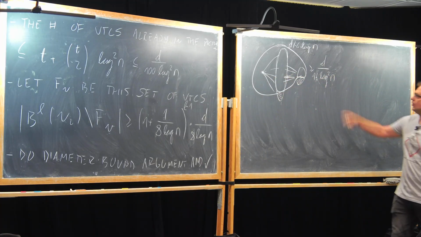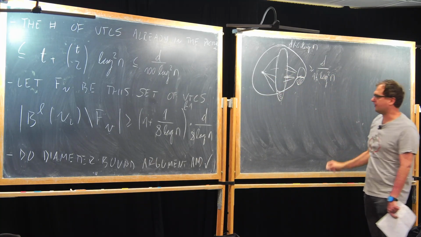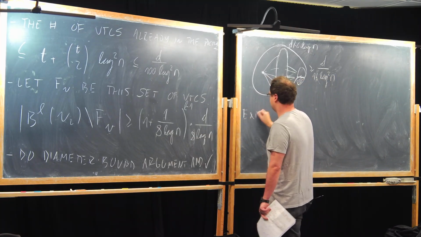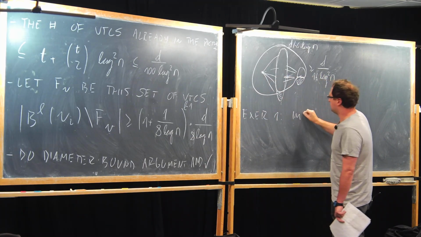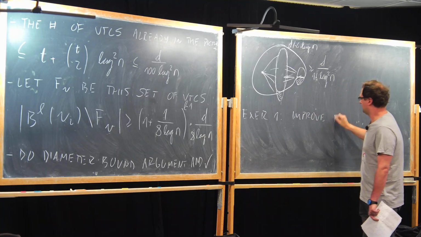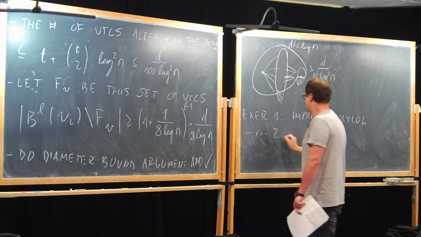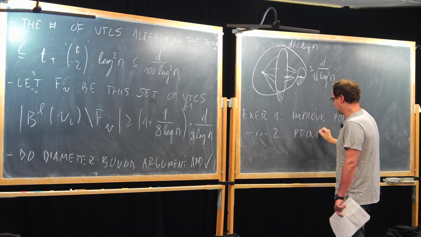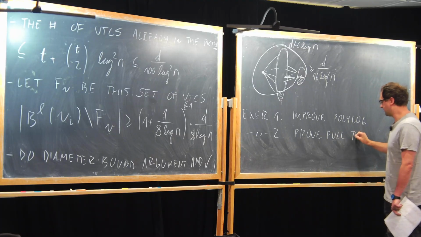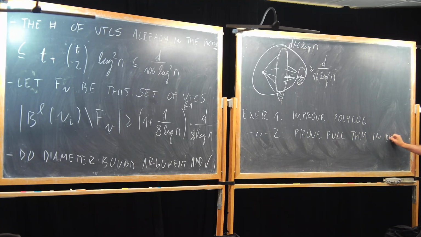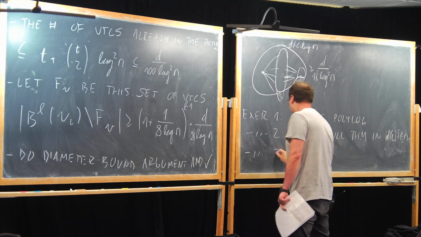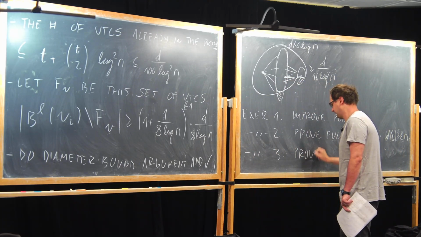But yeah, so of course you can do quite a bit better with the polylog factor. So here's your exercise. Improve polylog. Exercise 2. Prove the full theorem in the dense case. So average degree at least epsilon n. And exercise 3, prove the full theorem of Komlós and Szemerédi.